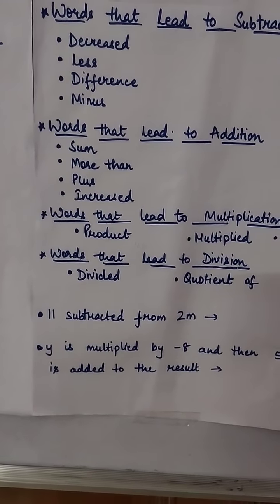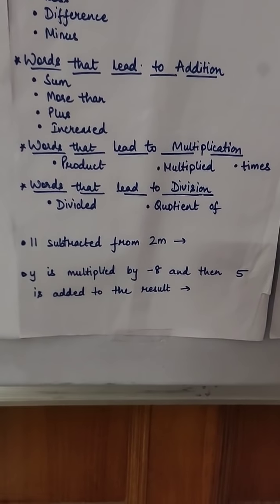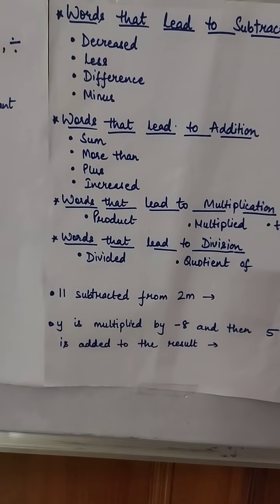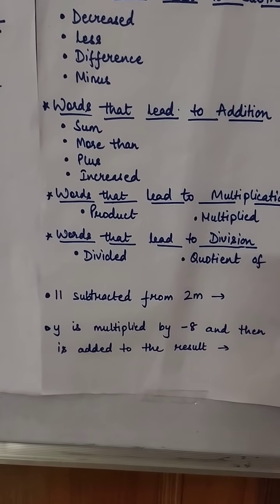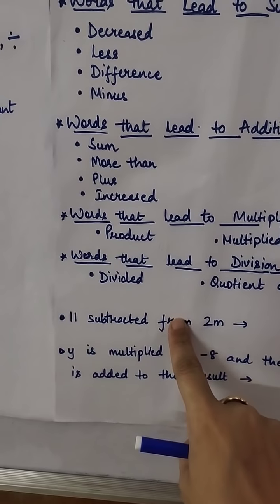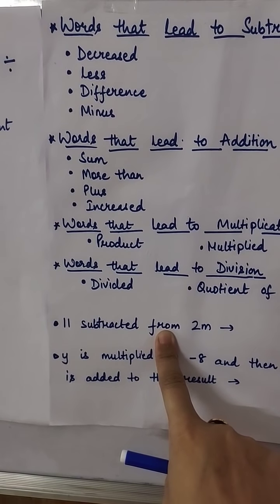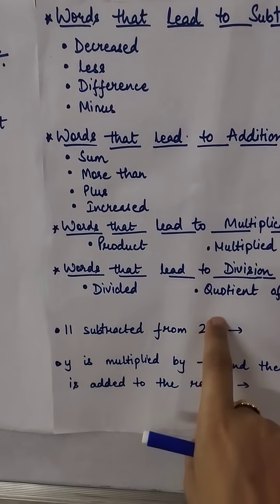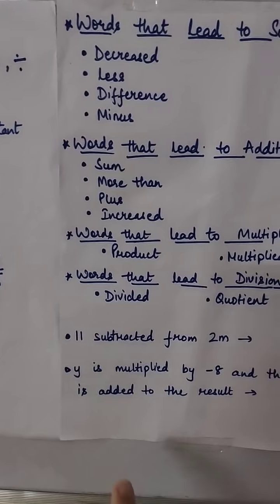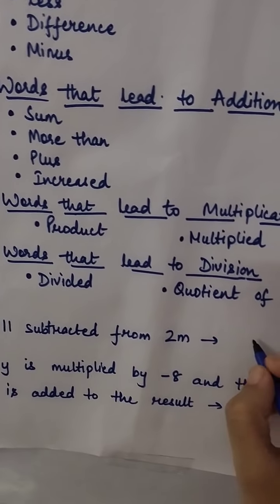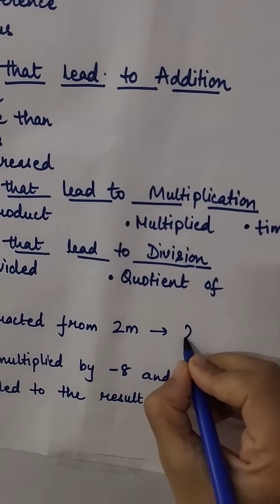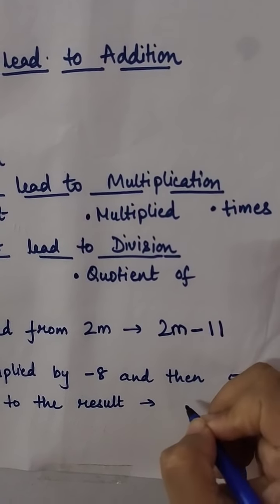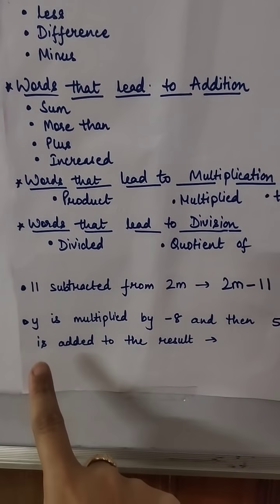Now let's come to a few examples. We can read this expression and write it in mathematical form. They are saying 11 subtracted from 2m. It is very important to understand the word from here: from 2m we have to subtract 11. So we can write 2m minus 11. Yes.